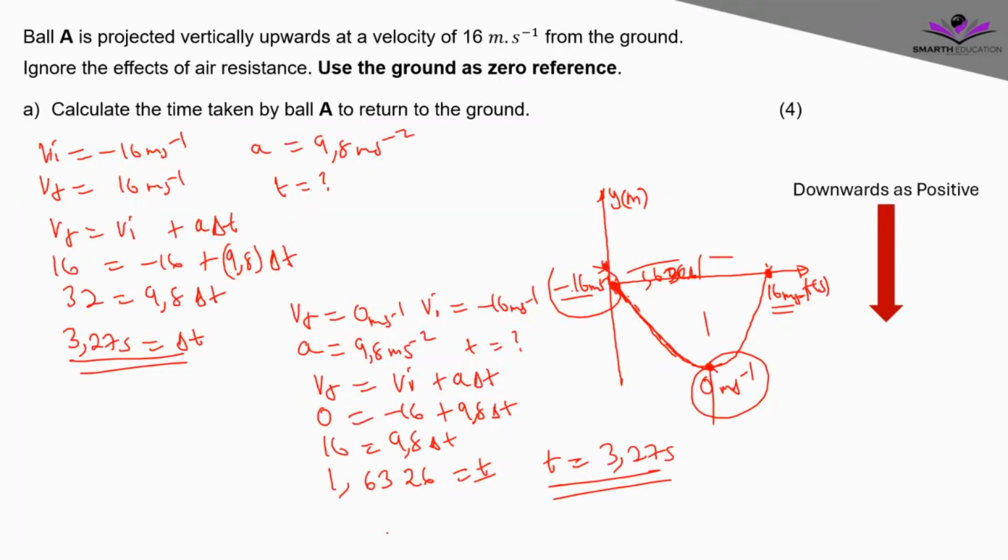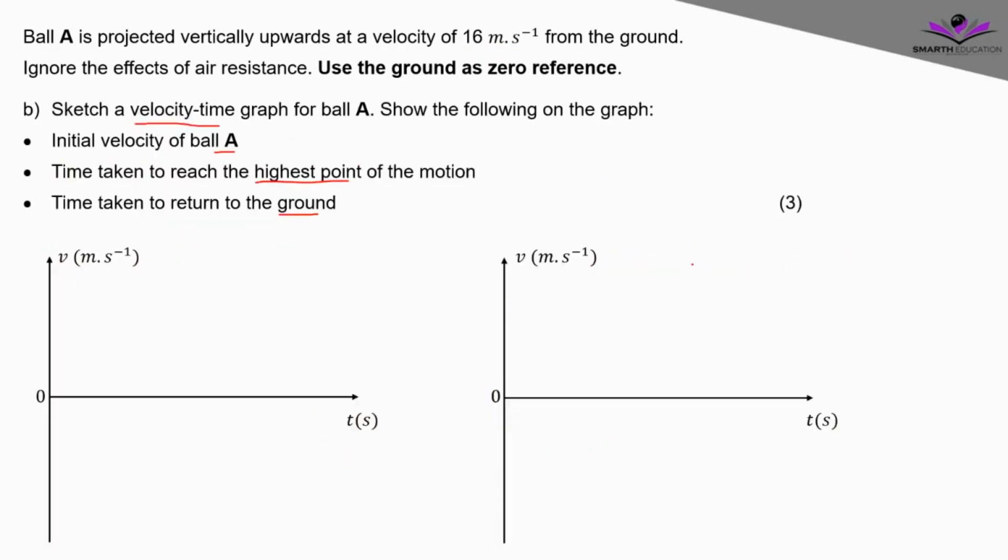Time taken to reach the highest point is what? It was 1.63. And the time taken to reach the ground again was 3.27. We have the initial velocity, and we also have the final velocity. When it reaches the ground, the magnitudes of the velocities will be the same. The only difference will be the signs. Please take note. Now, we only have to use one. You don't need to do both.